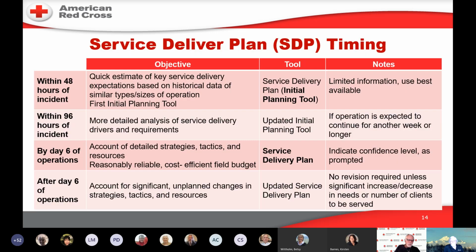Okay, hearing none. What's the timing of the service delivery plan? There are a couple of different steps here. The initial planning tool is done within the first 48 hours. Then you'll be updating the initial planning tool as you get more information.